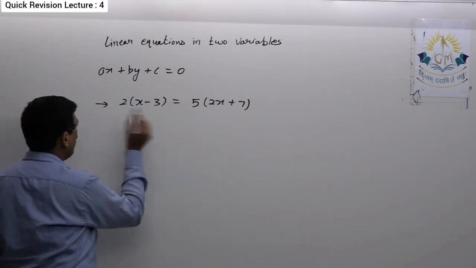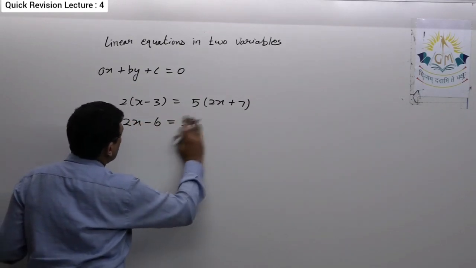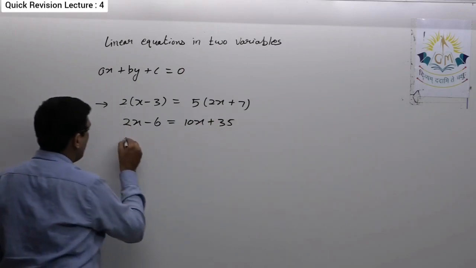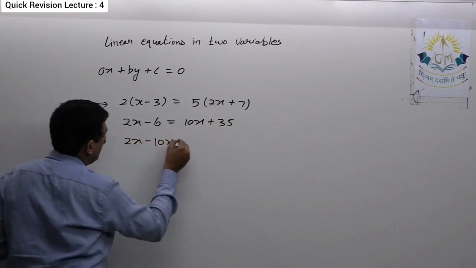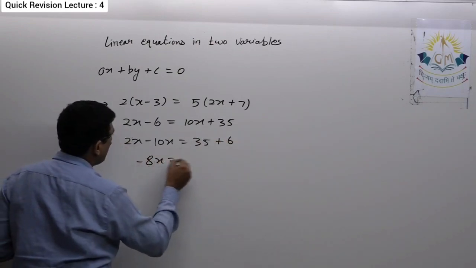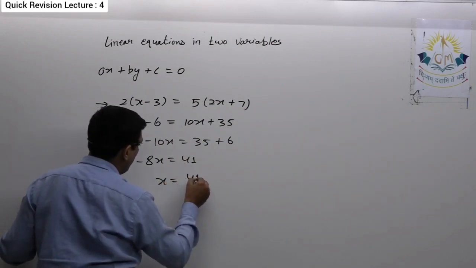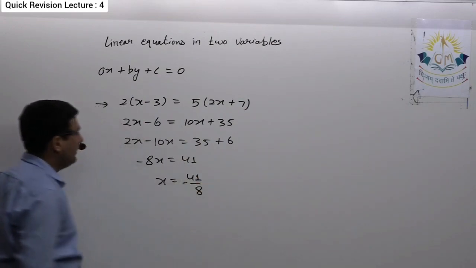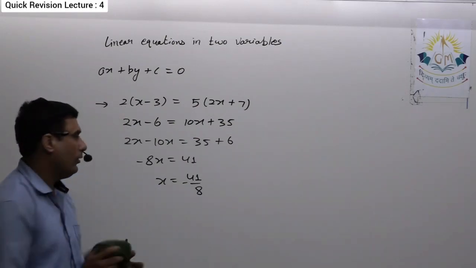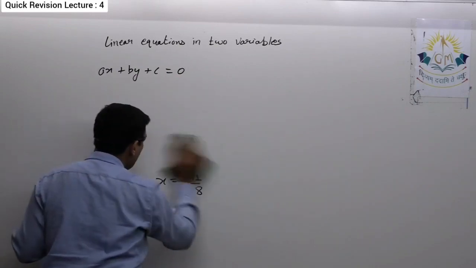So let us see its solution. 2x minus 6 is equal to 10x plus 35. So 2x minus 10x is equal to 35 plus 6. So minus 8x is equal to 41. So x is equal to 41 upon 8 with negative sign. So in this type of question you have to find the value of a single variable. Okay, this is the first type of question.